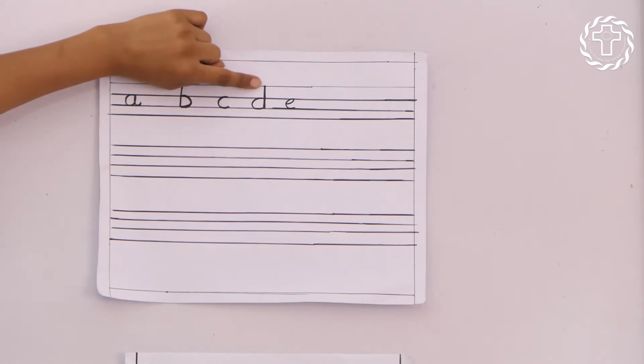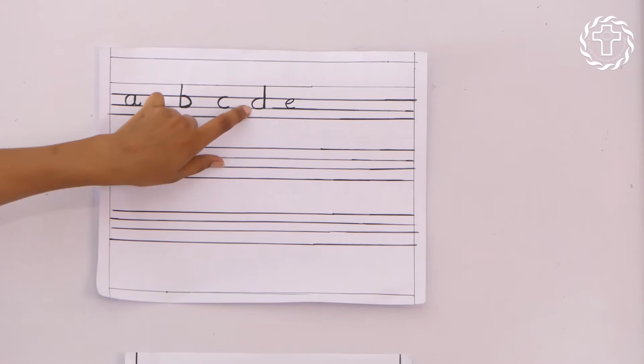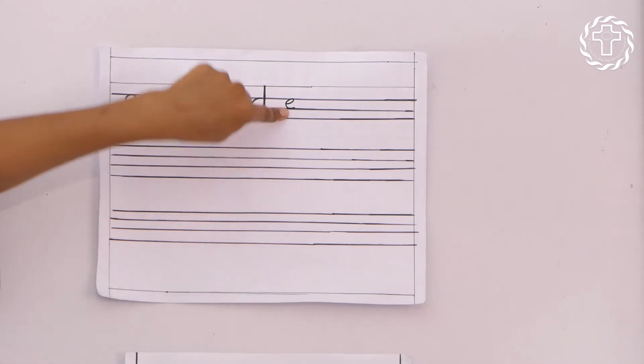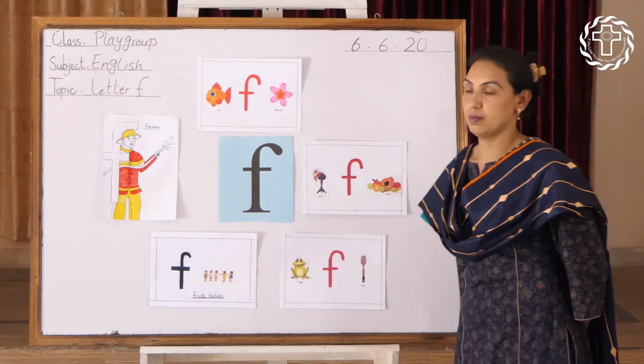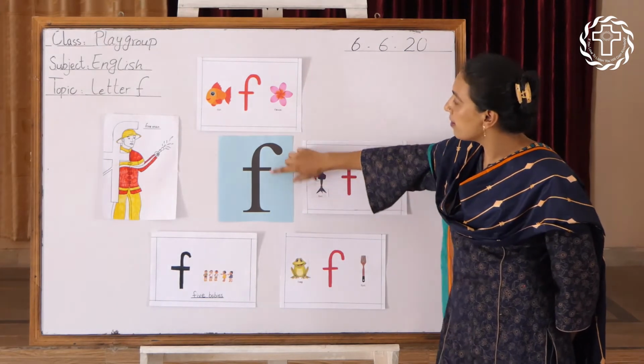This letter is letter D. And the sound of D is D. This letter is letter E. And the sound of E is E. Okay, children, we will sing a song of alphabet F.